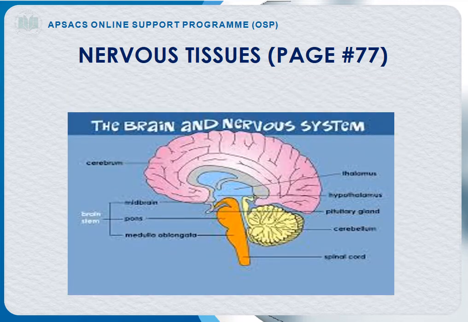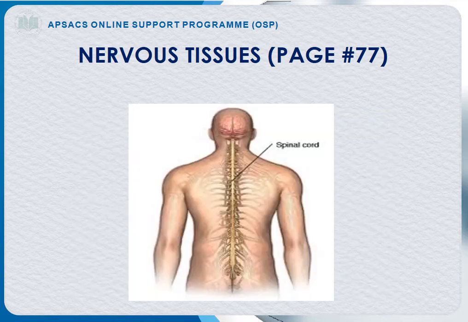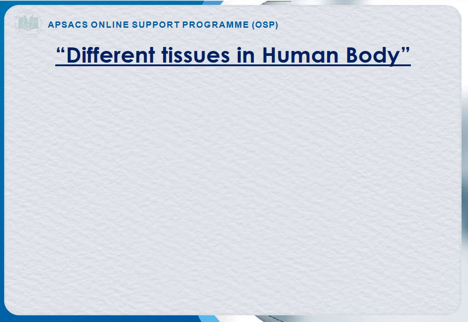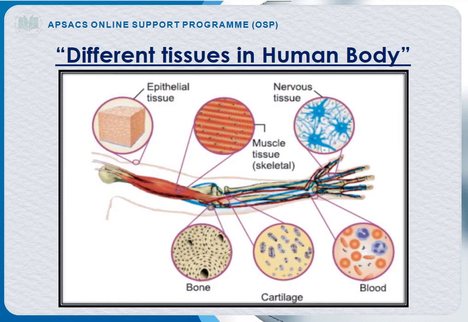Nervous tissue is found in the brain. Nervous tissue is mainly found in the spinal cord and nerves. Here, the diagram shows how different tissues in the human body work together and perform different functions at one time. Look at the epithelial tissue, muscle tissues, nervous tissues, and look at the bone, cartilage, and blood.